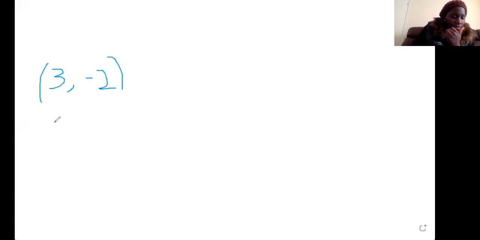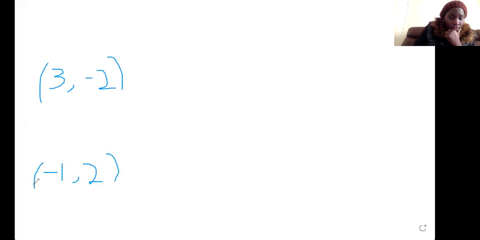What I'm going to have here is, we're going to write the first coordinate, which is 3, minus 2. That's the first coordinate there. Then the second coordinate is going to be here, down below, minus 1 from the textbook, and 2.